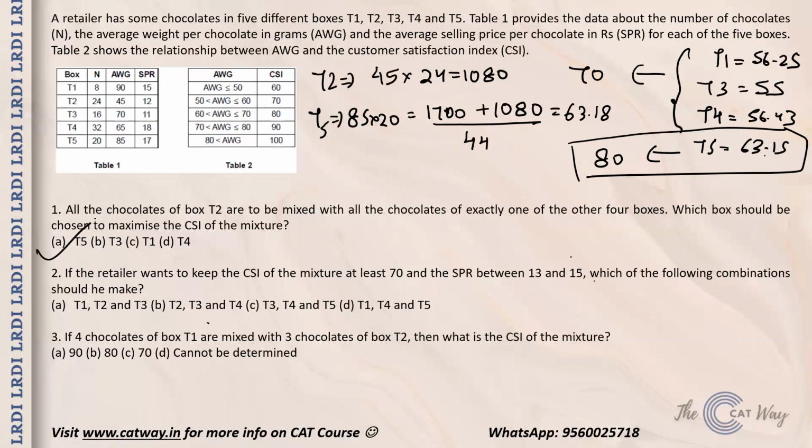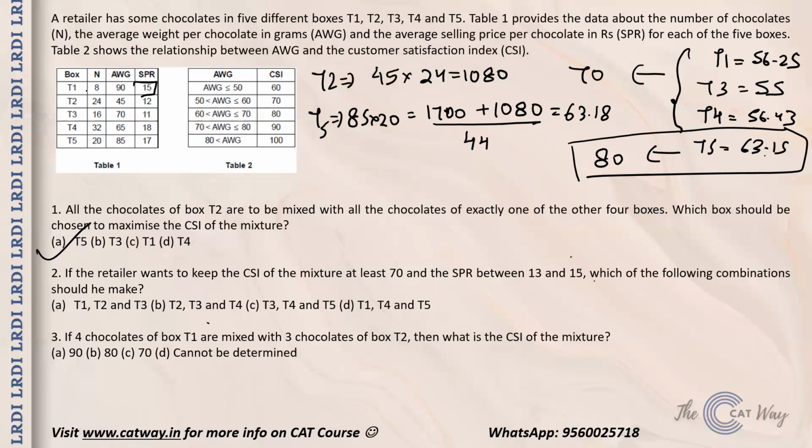Moving to the second one, if the retailer wants to keep the CSI of the mixture at least 70 and SPR between 13 and 15, which of the following combinations should he make? Okay, so you have been given 4 options. Among these 4 options, one of them is right. So all you have to do is operate on the options. Now for checking every option, the only thing that you have to do is, again, the average selling price is given, so you can calculate the total selling price for every box.